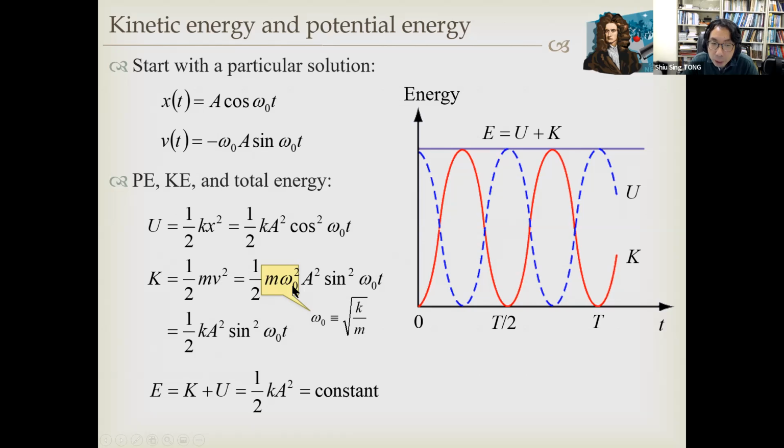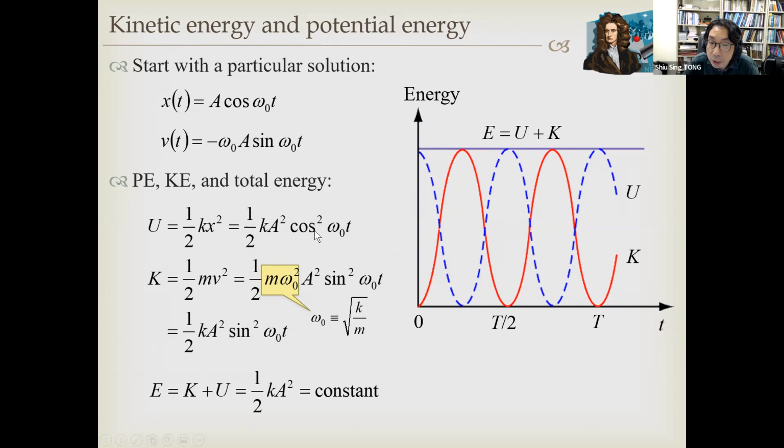But we recall our definition for omega naught. Omega naught square is actually K over M, right? This is the definition of omega naught in our spring mass system. So M omega naught square is just K. So it just becomes half K a square sine square omega naught t. Now you can see the potential energy and the kinetic energy both have the same amplitude. Both of them have the maximum value of half K a square.